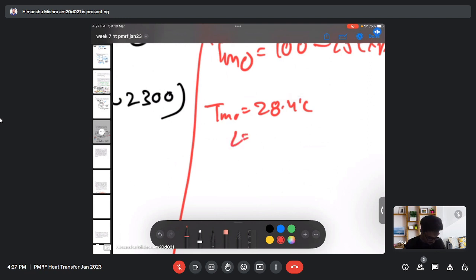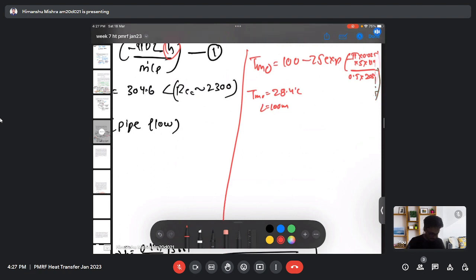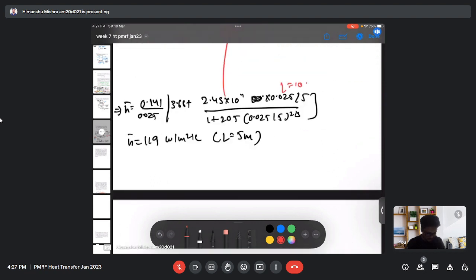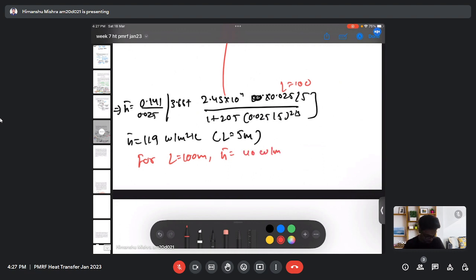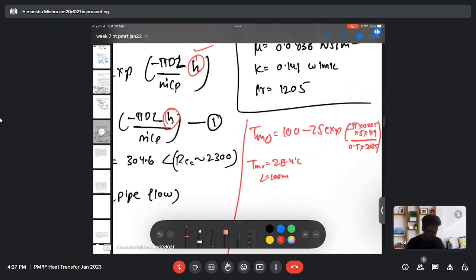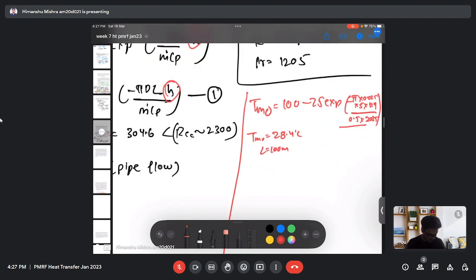Now for length 100 meters, we can do the same thing. We can just put here length 100 meter, and for length 100 meter, my heat transfer coefficient will be 40 watt per meter square Kelvin. And we just put back here the modified heat transfer coefficient to find the different mean outlet temperature. So this is for length 5 meter, and for length 100 meter, my outlet mean temperature will be 44.9.